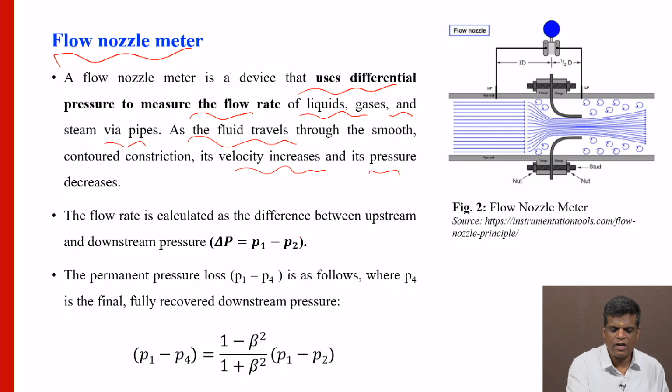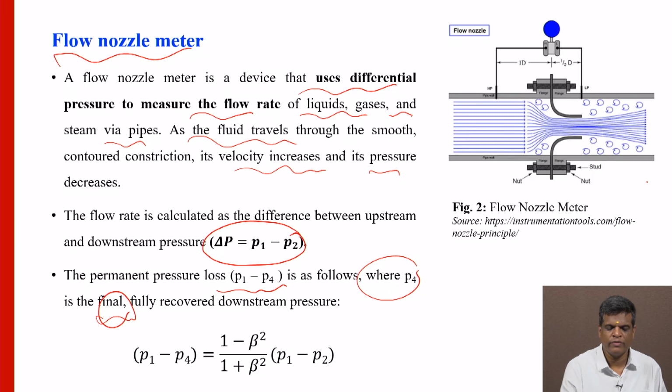So how do you calculate the flow rate? Normally the flow rate is calculated with the pressure difference, that's P1 minus P2. If you want to calculate the permanent pressure loss, that's P4, the exactly final lost point.